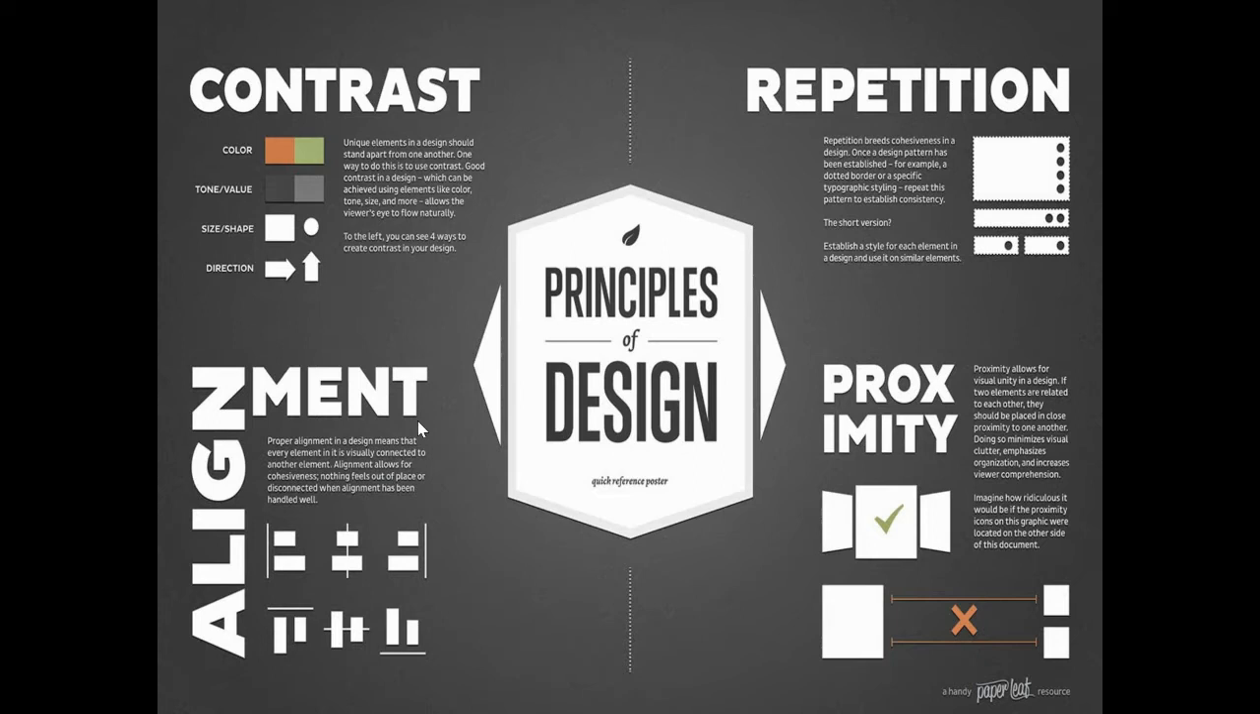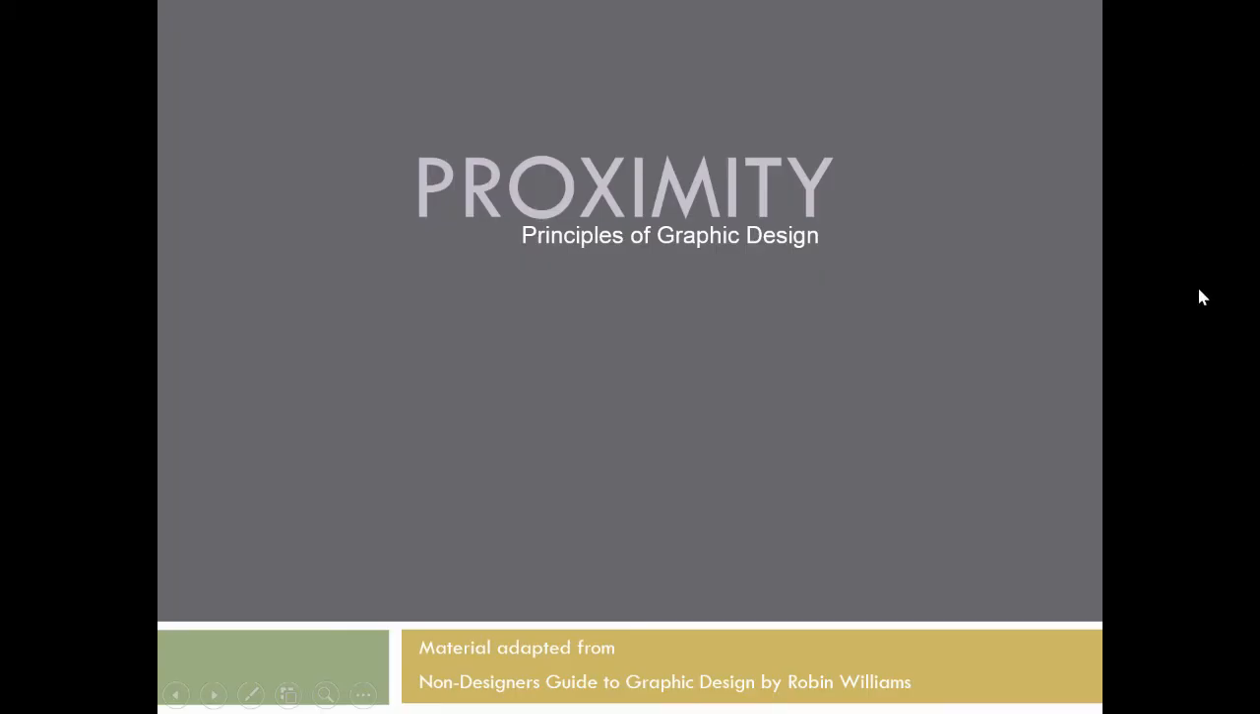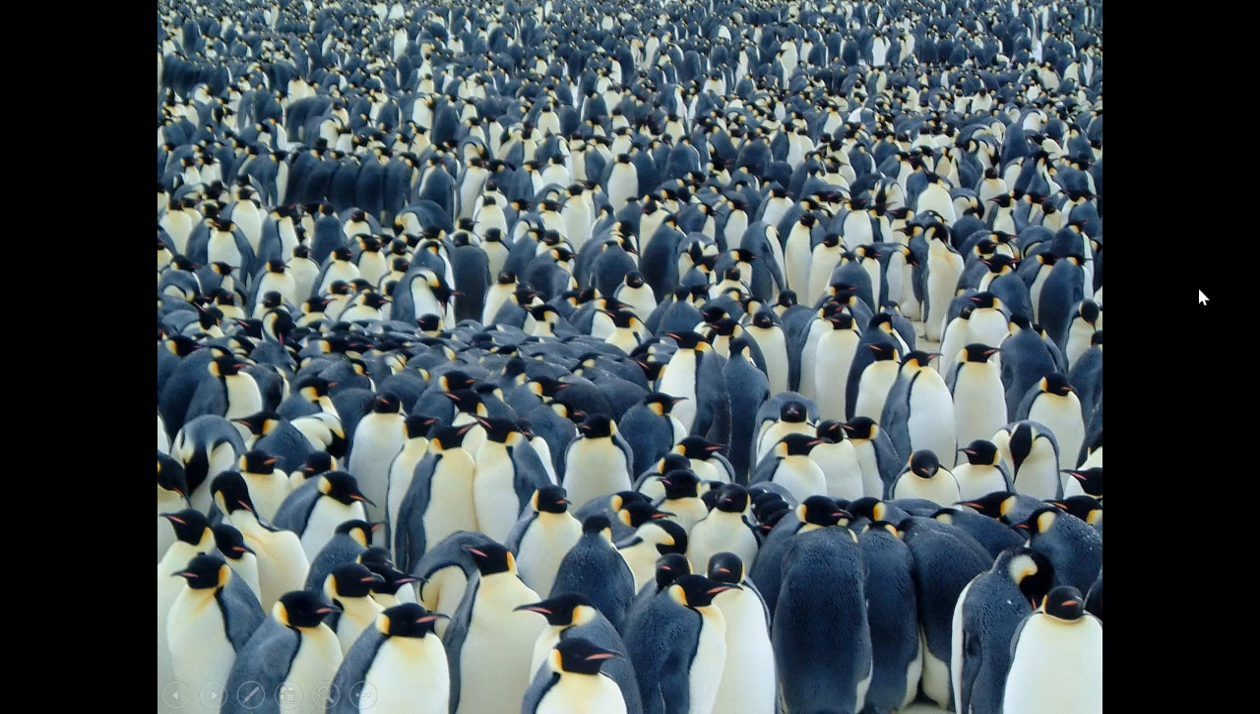So with proximity, it has a lot of similarity to repetition, and it also has some similarity to alignment in that you're looking at ways to unify things. So let's take a look. Proximity is about grouping like items together. The problem with having all things together without any separation is it really is hard to see what you want us to focus on.